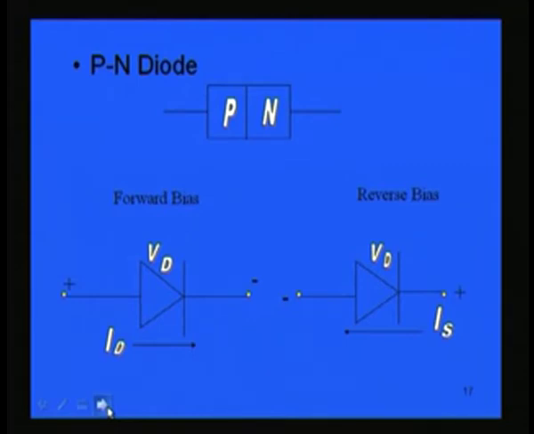So, the PN junction forward bias condition: ID is the current flowing and VD is the voltage across this PN junction. In the forward bias, positive is connected to P and negative is connected to N, and the reverse bias is just the opposite, positive is connected to N and negative is connected to P, and the current which flows in the reverse bias condition is the reverse saturation current, that is denoted by IS.